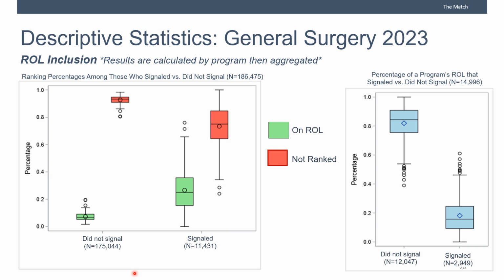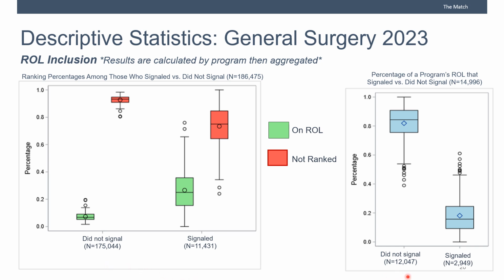we see here in these green box plots, for those that did not signal, 6.9% ended up being ranked, whereas for those that did signal, 25.8% ended up being ranked. So this data suggests that applicants who signal have a higher likelihood of being included on the raw compared to those that didn't signal. This is evidenced by those higher percentages of being ranked on the signal side of the box plot compared to our non-signalers here.